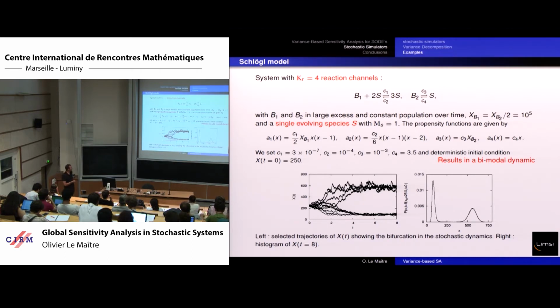And for this system that represents the infection of a cell by a virus, you have basically 2 asymptotic states. One is the virus has replicated a lot, or the virus is not replicating and remains at a very low level. So infection is low or infection is high. And you have here the density, not the histogram, exactly at t equal 8 of the solution. Okay?